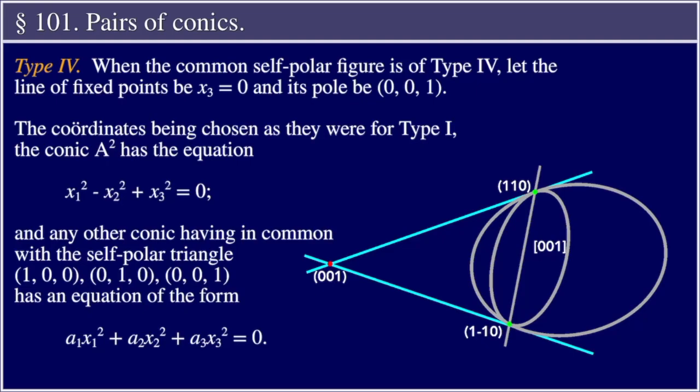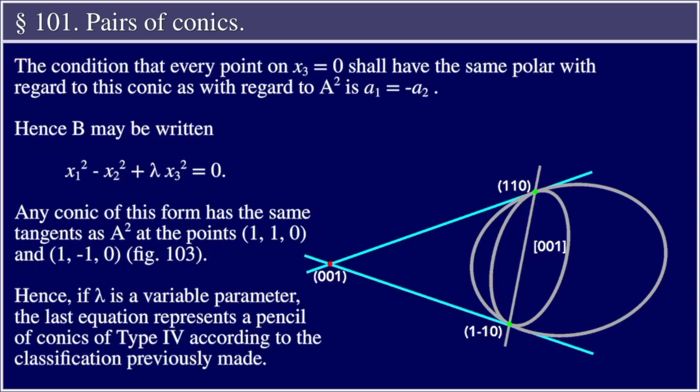And any other conic having in common with a squared the self-polar triangle (1, 0, 0), (0, 1, 0), (0, 0, 1) has an equation of the form a1 x1 squared plus a2 x2 squared plus a3 x3 squared equals 0. The condition that every point on x3 equals 0 shall have the same polar with regard to this conic as with regard to a squared is a1 equal negative a2.